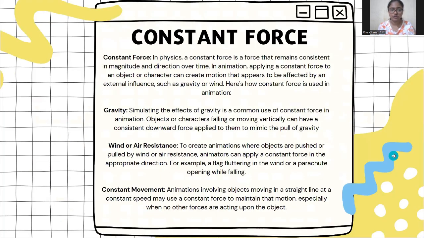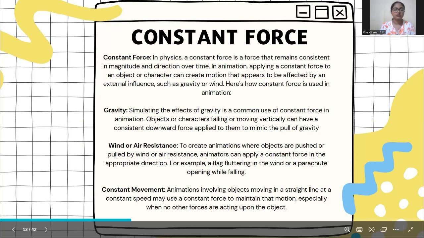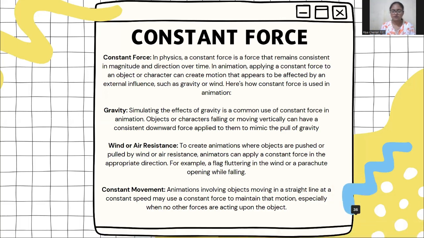Next is constant force. In physics, a constant force is a force that remains consistent in magnitude and direction over time. In animation, applying a constant force to an object or character can create motion that appears to be affected by an external force such as gravity. Gravity. Simulating the effects of gravity is a common use of constant force in animation. Objects or characters falling or moving vertically can have a consistent downward force applied to them to mimic the pull of gravity.